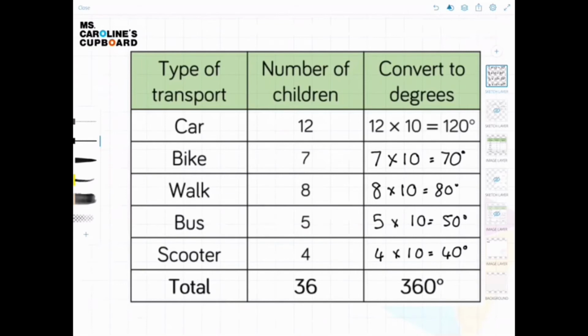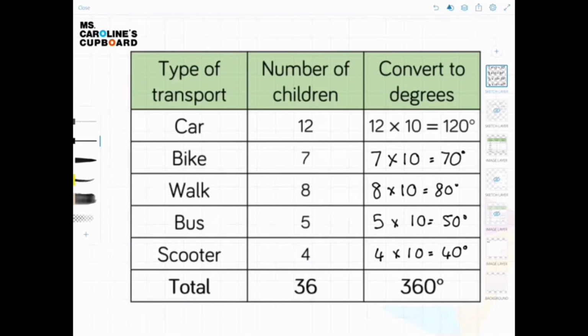So if we add up 120 plus 70 is 190. Plus 80 is 270. Plus 50 is 320. Plus 40 is 360. So we added all those up and it comes to a total of 360 degrees. So we know we could now start to create our pie chart.